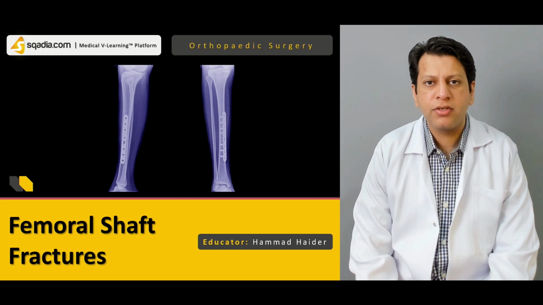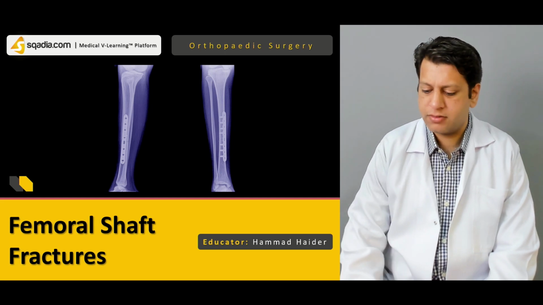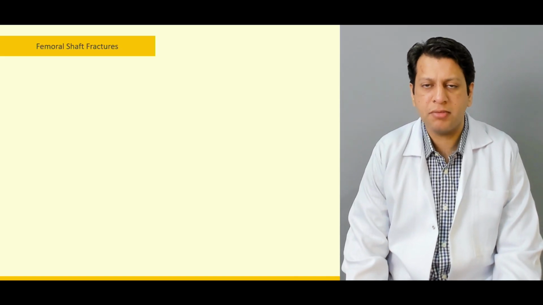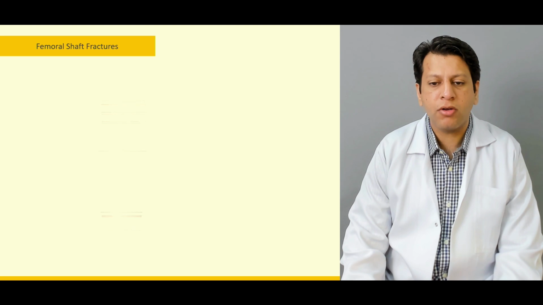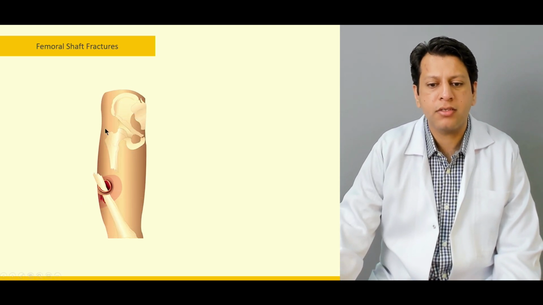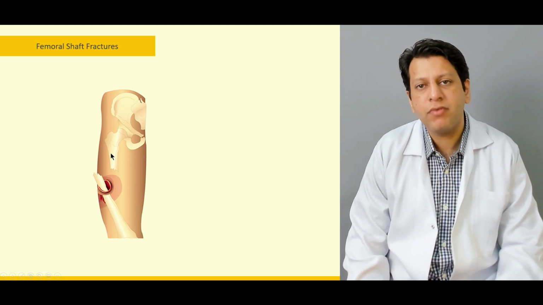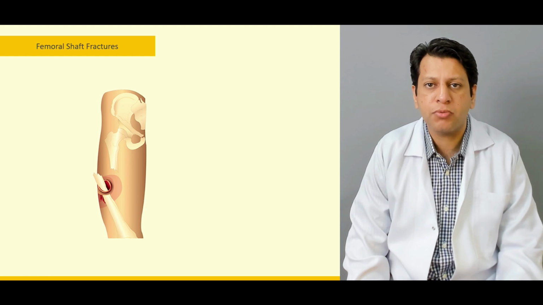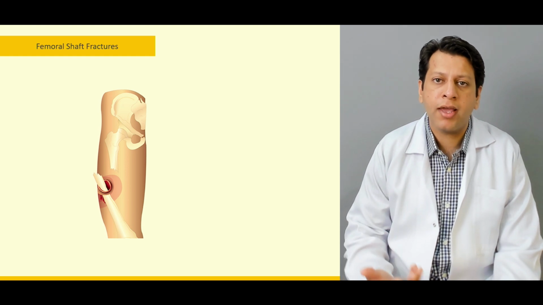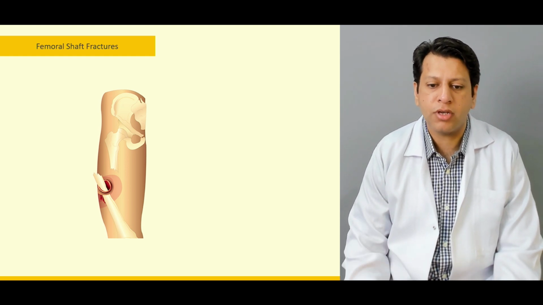So the topic is femoral shaft fractures. As you know, the femur is a long bone and it has many parts. It includes parts such as the head of the femur, the neck, the greater and the lesser trochanter, and the subtrochanteric area. We have discussed in previous topics the fractures around the hip, in which there were fractures around the femoral neck, greater trochanter, and the lesser trochanter area.